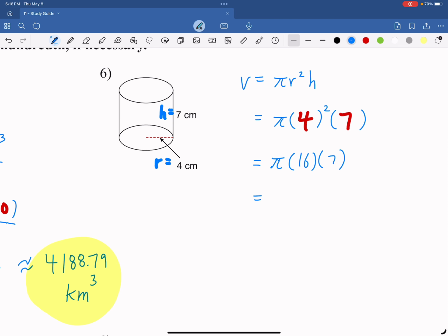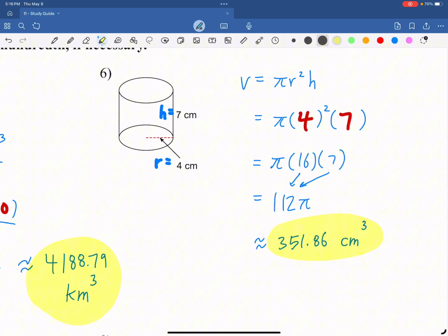And if you wanted to simplify it, 16 times 7, that's 112 pi, right? If you wanted to multiply it out. And then that is approximately going to be 351.86 centimeters cubed volume. So it's cubed.